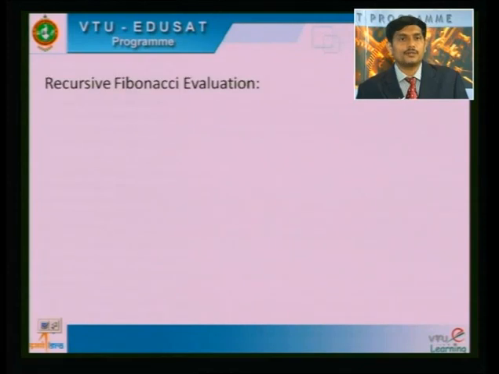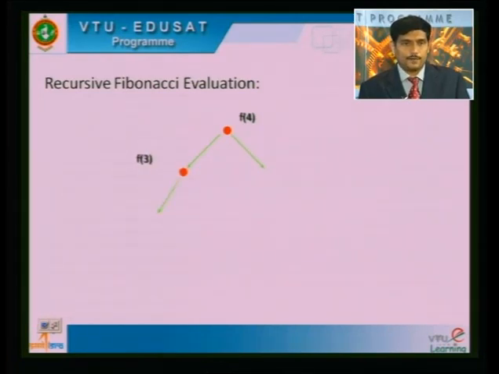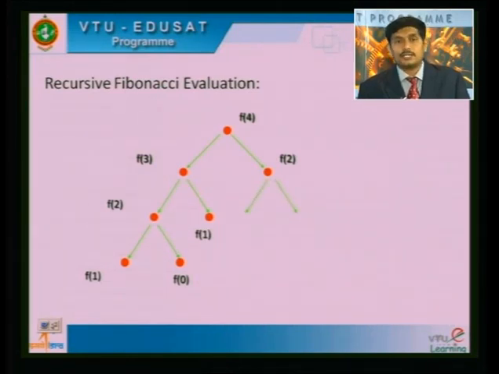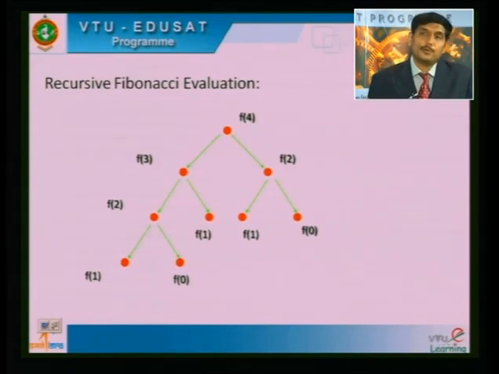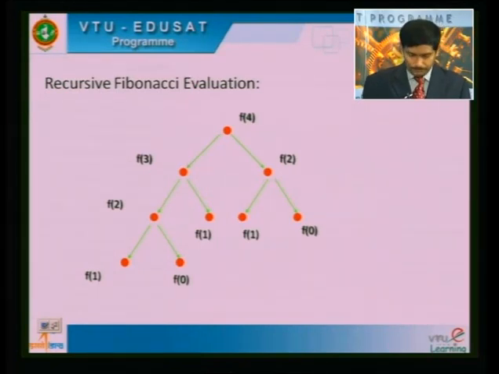That is one example. Now we show the recursive Fibonacci evaluation. We check the evaluation of this. We start with f(4). Then f(4) has two values, f(3) and f(2). f(3) becomes f(2) and f(1), and f(2) becomes f(1) and f(0). This is the recursive Fibonacci evaluation block diagram that can be represented in a tree notation.